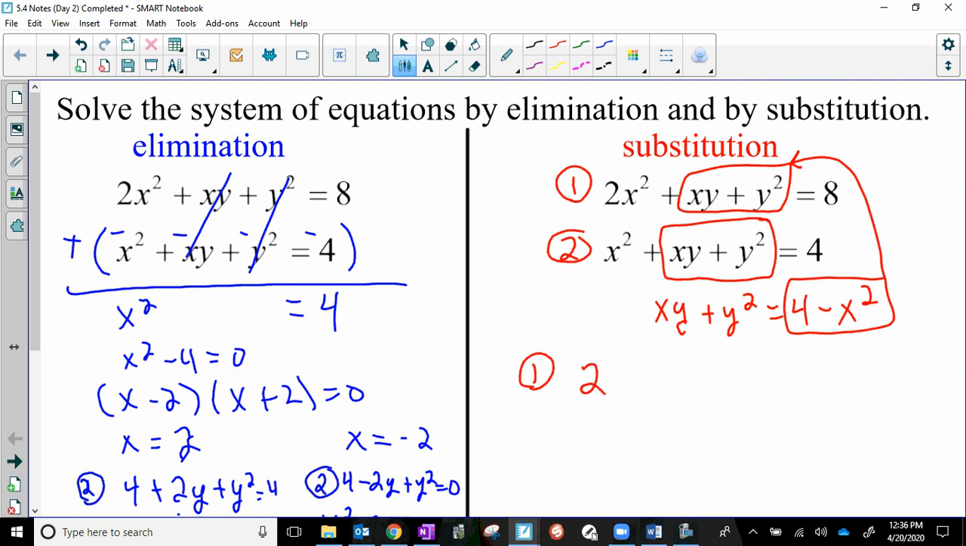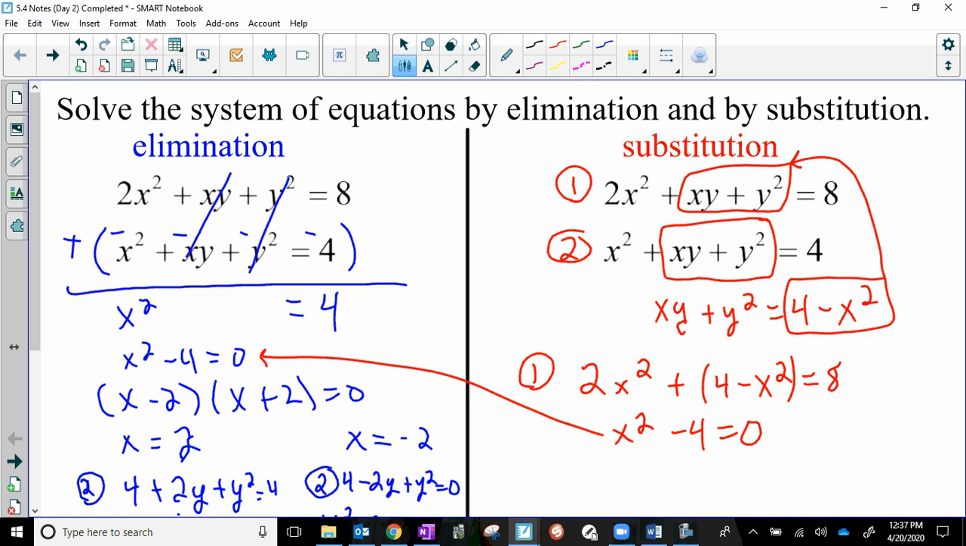So now we have 2x squared plus the quantity 4 minus x squared equals 8. Collect like terms. So I have 1x squared plus 4 equals 8. I'm going to subtract the 8 over. I'm going to stop working on this because now I'm exactly at the same point I was in the last problem. So I finished the problem the same way, and you get the same answers.